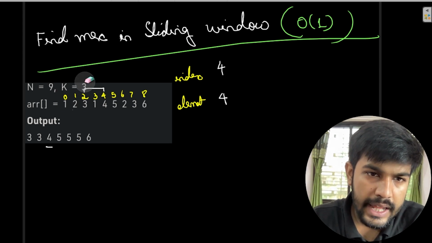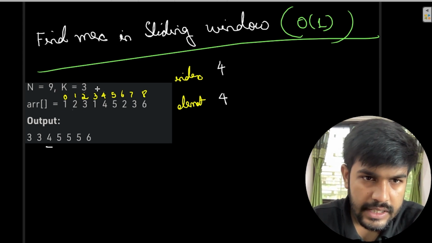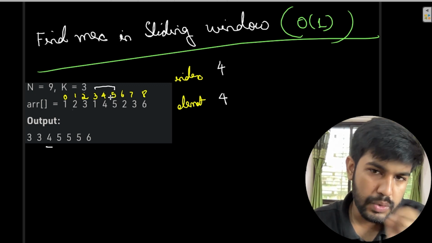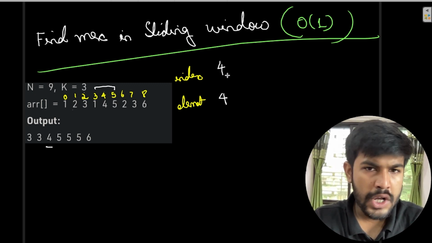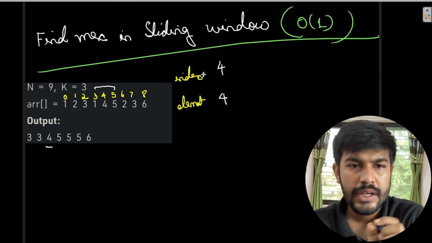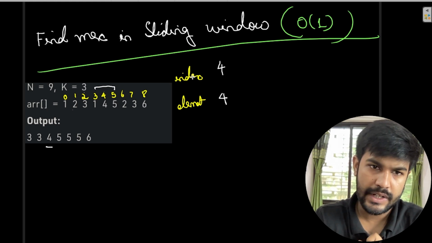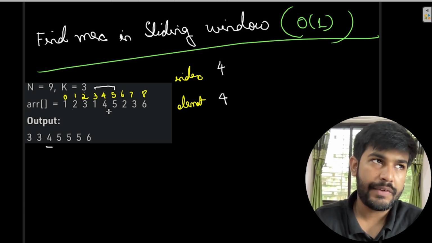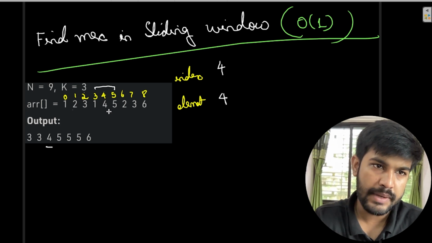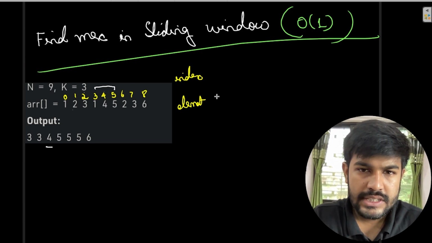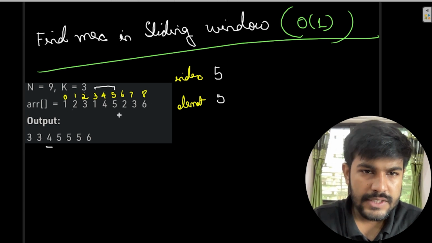Then the next window is 3, 4, 5. We want to kick out index 2, but it is not present, so we do nothing and move forward. Now we want to include 5. But if we include 5 after 4, we would get 4, 5, whereas we want 5, 4. That is not possible, so we remove 4 and insert 5 with index 5.